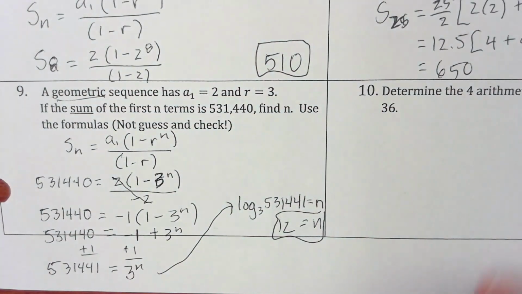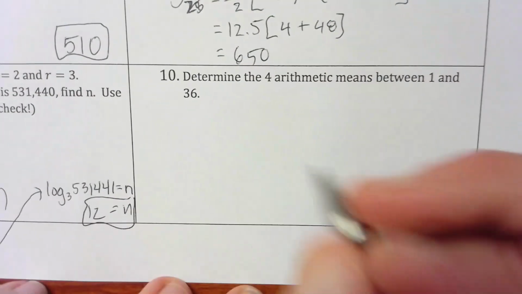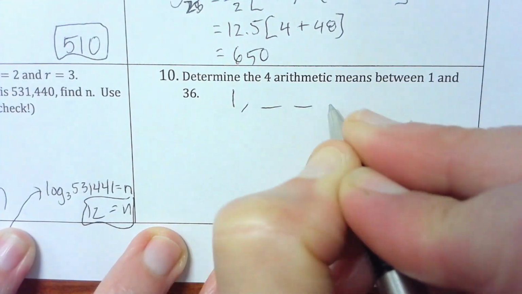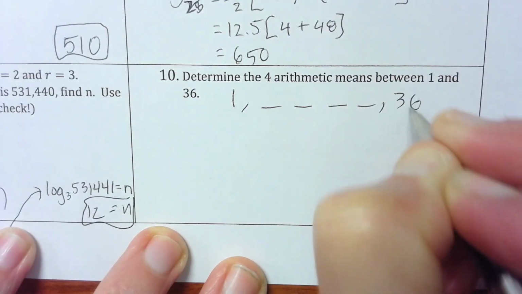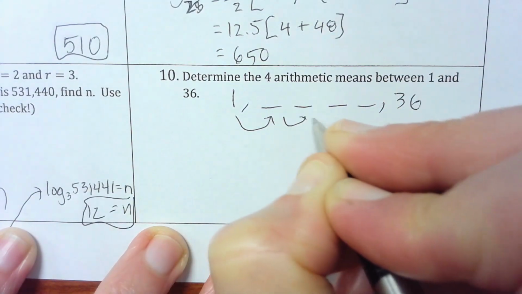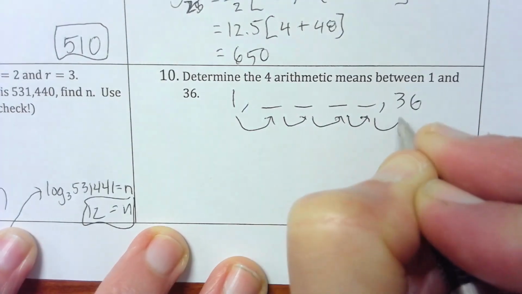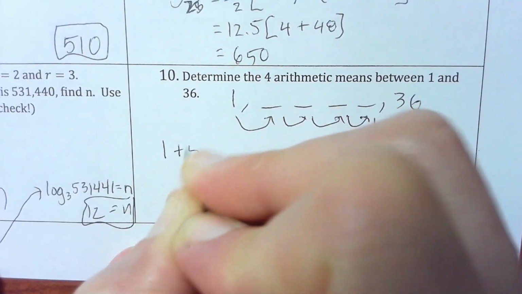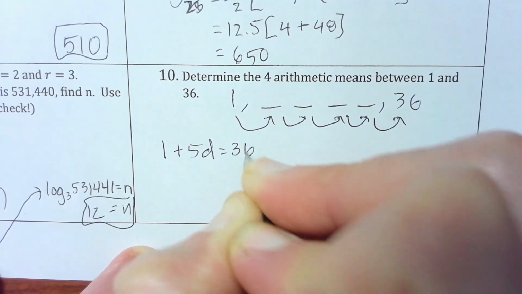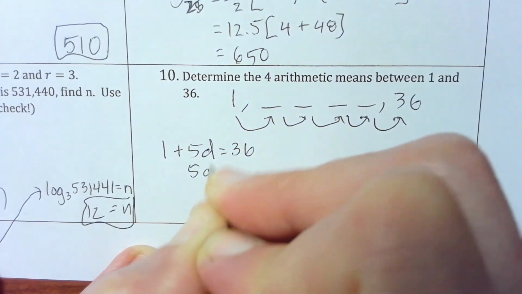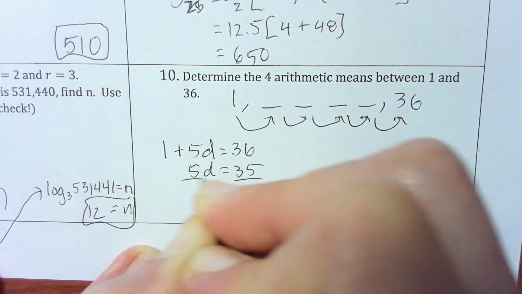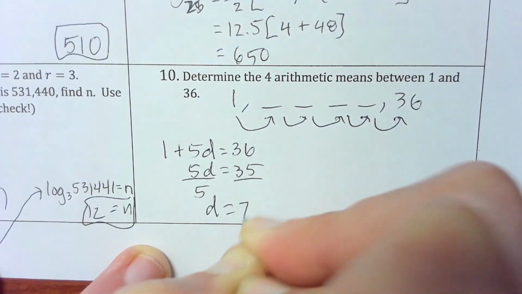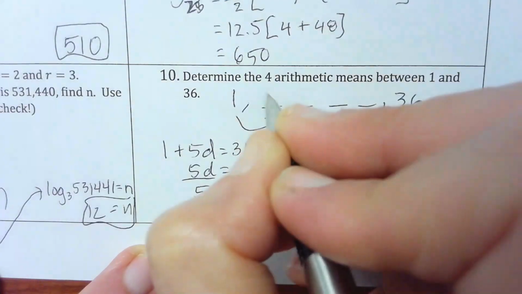Okay, last one, and then I'm going to take a little break. Determine the 4 arithmetic means between 1 and 36. 1, 2, 3, 4, 36. How many times do you have to add d? 5 times. 1 plus 5d equals 36. Subtract 1 from both sides, and you get 35. d is 7. So I'm going to add that each time.